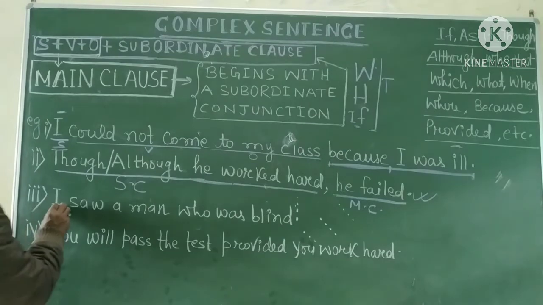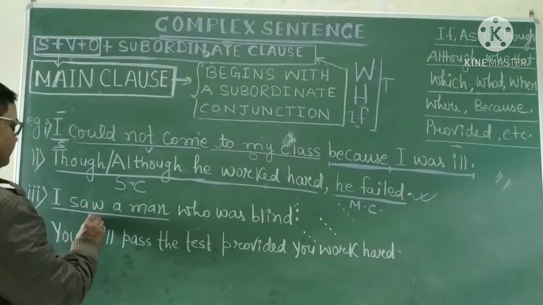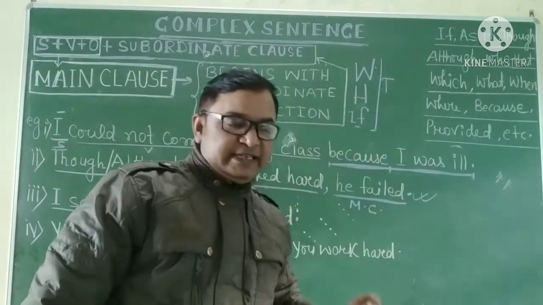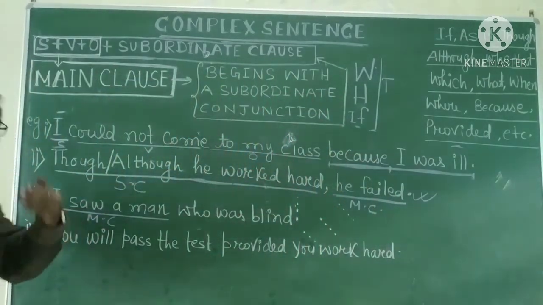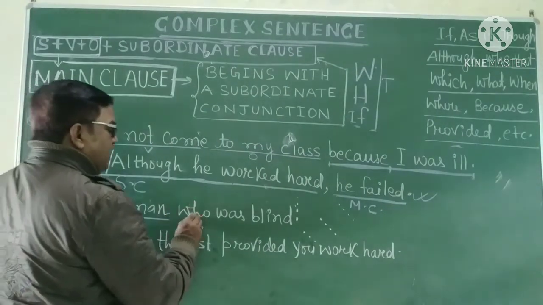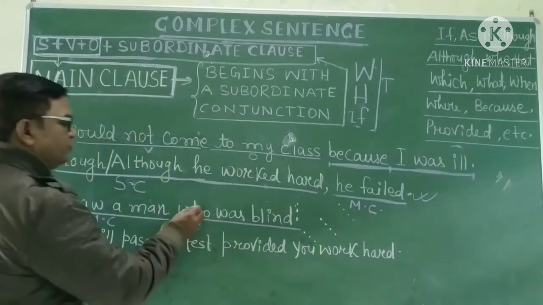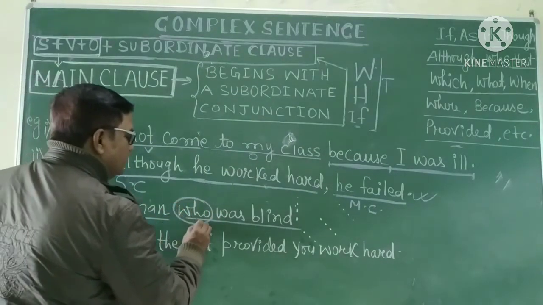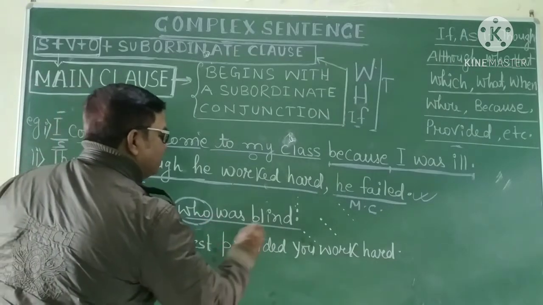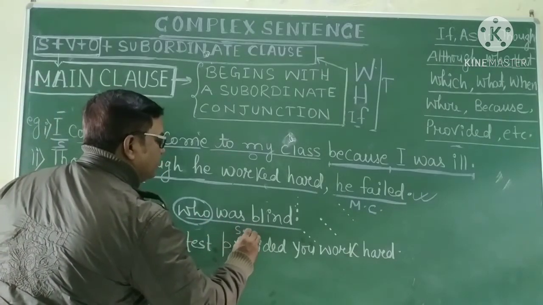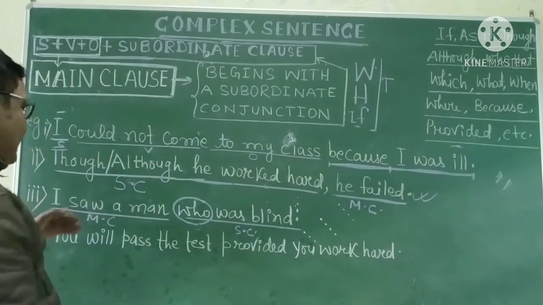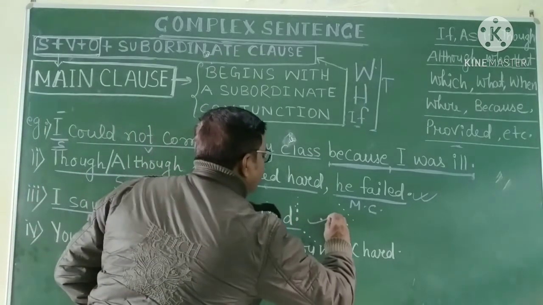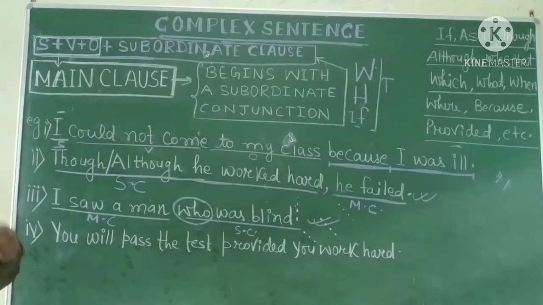Now come to example number 3. I saw a man. This is your main clause, because it is clarifying its meaning itself. I saw a man is a simple sentence. Who was blind? Here it is starting with the conjunction who, and was blind, and hence it becomes a subordinate clause. So one main clause, one subordinate clause, altogether it is a complex sentence.